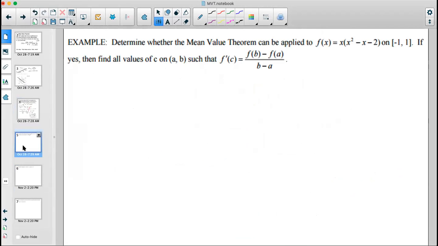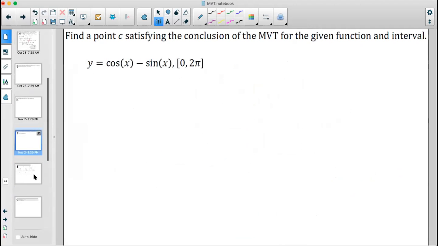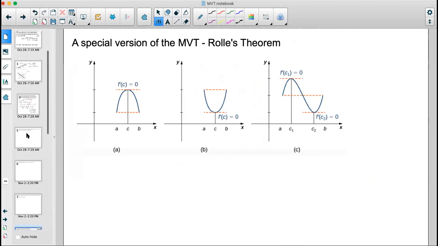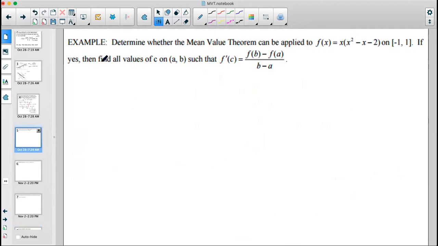So I'll do a couple more examples, and I want to talk about Rolle's theorem in a minute. So it says determine whether the mean value theorem can be applied to this function on this interval. If it is, then find all values of c such that, and this is again the mean value theorem. The mean value theorem says if you can apply it on this interval, then you're going to be able to find a value. You might be able to find more than one. It says all values. It means if there's more than one, they want to know both, or 3, or however many there are.